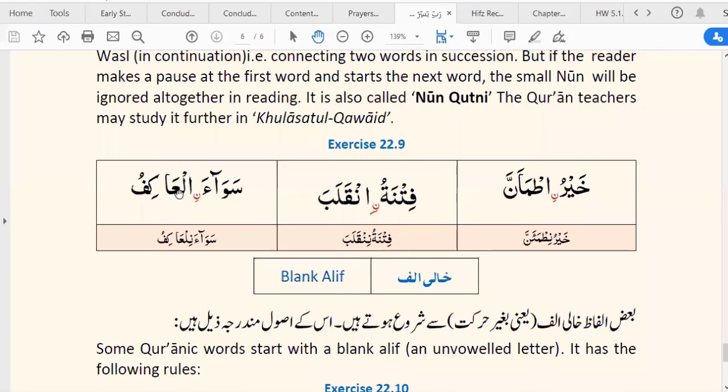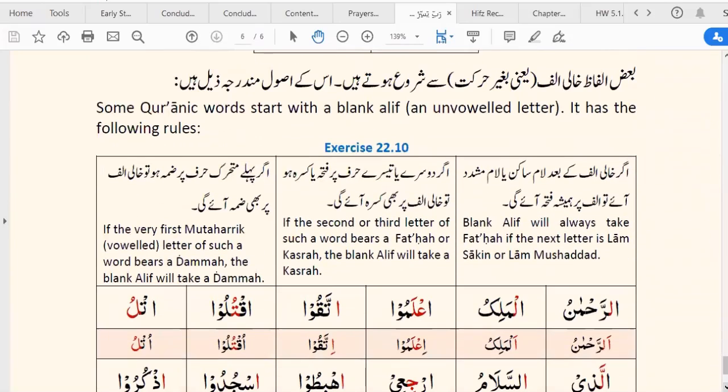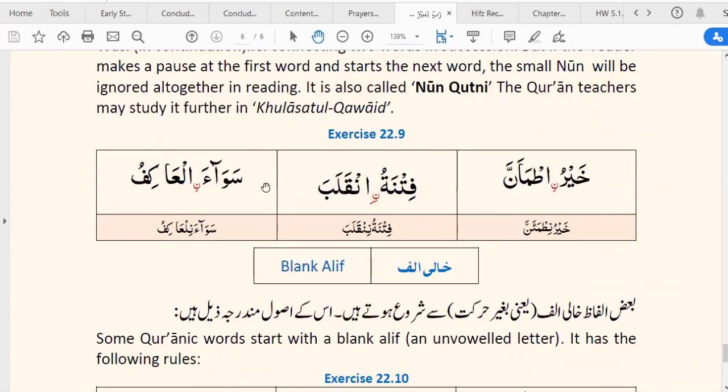This is a tricky one, I have to say. So you weren't correct this time, but it was a tricky one. Do you remember the first table here? It was telling you that if after the blank alif you have a lam with a sukoon or a blank lam, then on the blank alif you'll always have a fatha. So you try again with putting a fatha on the blank alif. So do from sawa. سواء العاكف. Yes, very good. You tried really hard, mashallah.